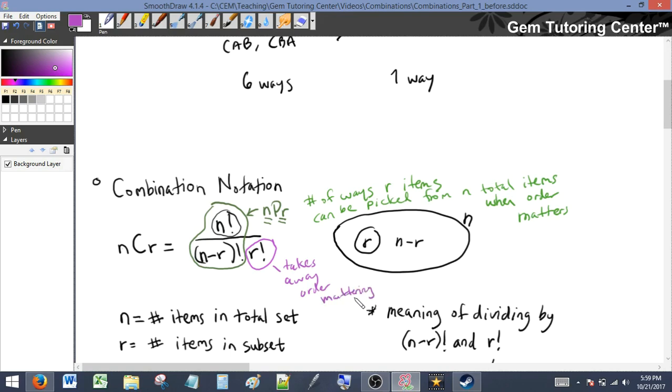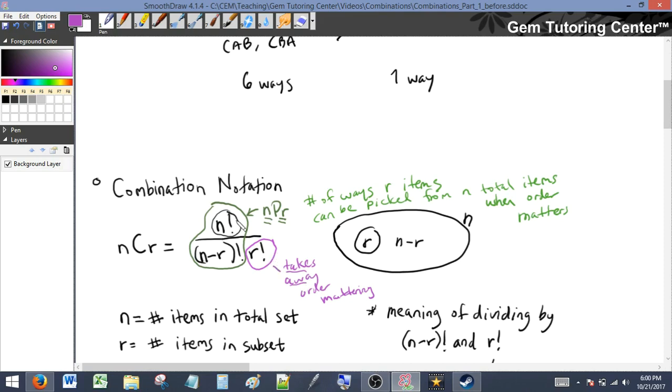Do you remember the factorial method from the first permutations video? That was the factorial by itself. A number factorial is the number of ways you can order those items when order matters. So r factorial by itself is the number of ways that r items can be ordered when order matters. Remember that we want to get rid of the order mattering. So what we will do is take the permutation notation and divide it by the number of ways that we can order our items when order matters. So we're effectively getting rid of the order mattering because we're dividing it out.